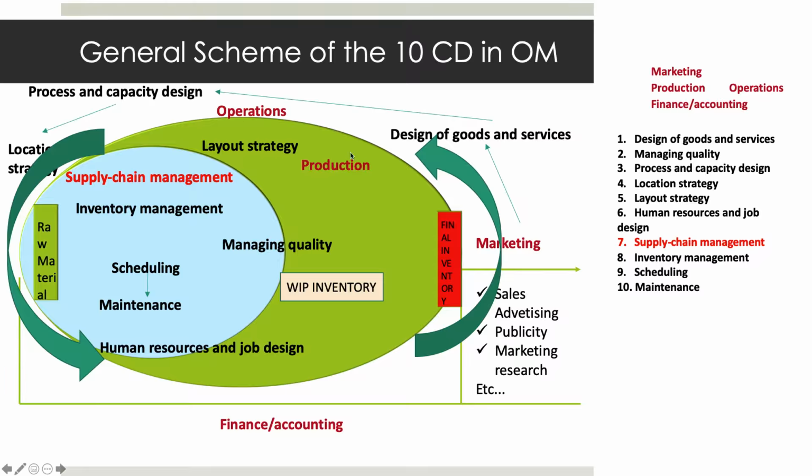We can see it as a process of how we can make the best possible improvement in the performance that we have in the company. This is a way to see it, with the 10 critical decisions, involved with operation, finance and accounting, and marketing.